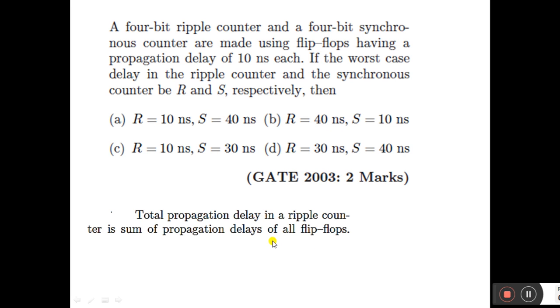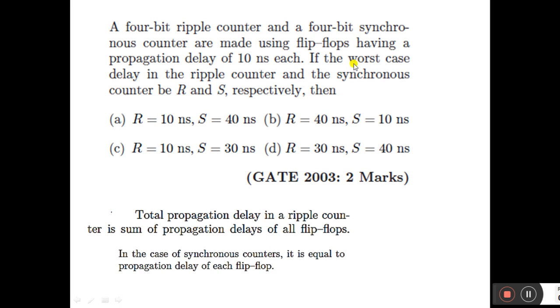And if I want to check the second case, the 4-bit synchronous counter, its propagation delay is equal to the propagation delay of each flip-flop. So 4 flip-flops, it is the same for all the flip-flops. So delay is 10 nanosecond. So R equal to 40 nanosecond for the ripple counter. For the synchronous counter, it is only 10 because it is equal. Okay? So from this, option B is the correct one.